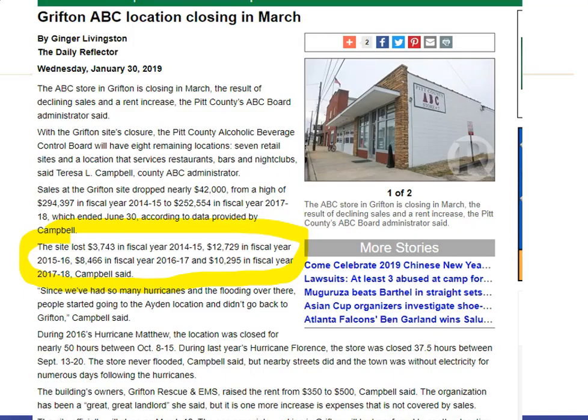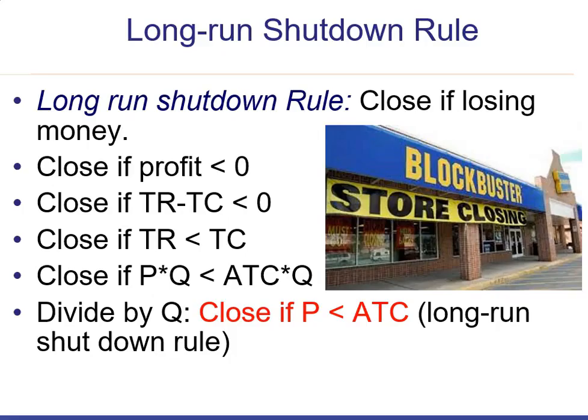So let's talk about this long run shutdown rule for a firm. Long run, firms shut down if they're losing money. So what does it mean if you're losing money? That means that your profit is less than zero. Recall the definition of profit: total revenue minus total cost is less than zero. Well, you can rearrange this to get total cost on the other side of the inequality, so add total cost to both sides. This will get you simply that a firm wants to close in the long run whenever total revenue is less than total cost. And the definition of total revenue is price times quantity.